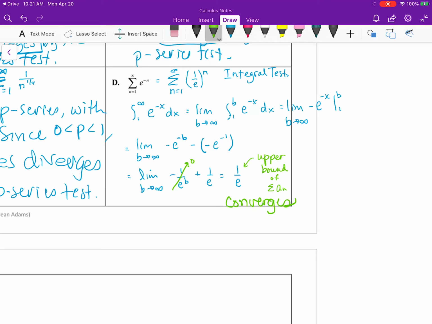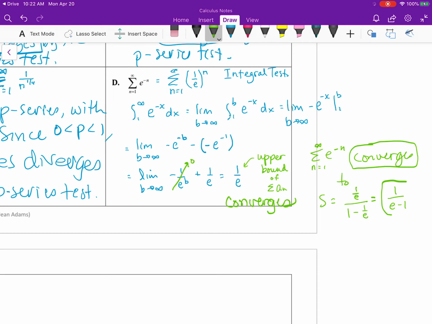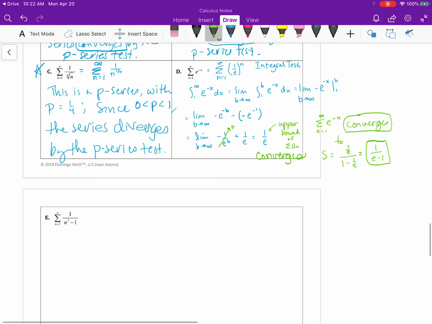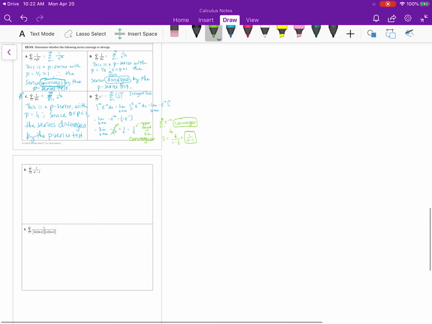Now, since we know that this is actually a geometric series, our first term is 1 over e, and our r is 1 over e. So the summation from n equals 1 to infinity of e to the negative n converges, and it also converges to the sum a over 1 minus r. If you simplify it, this ends up giving you 1 over e minus 1.